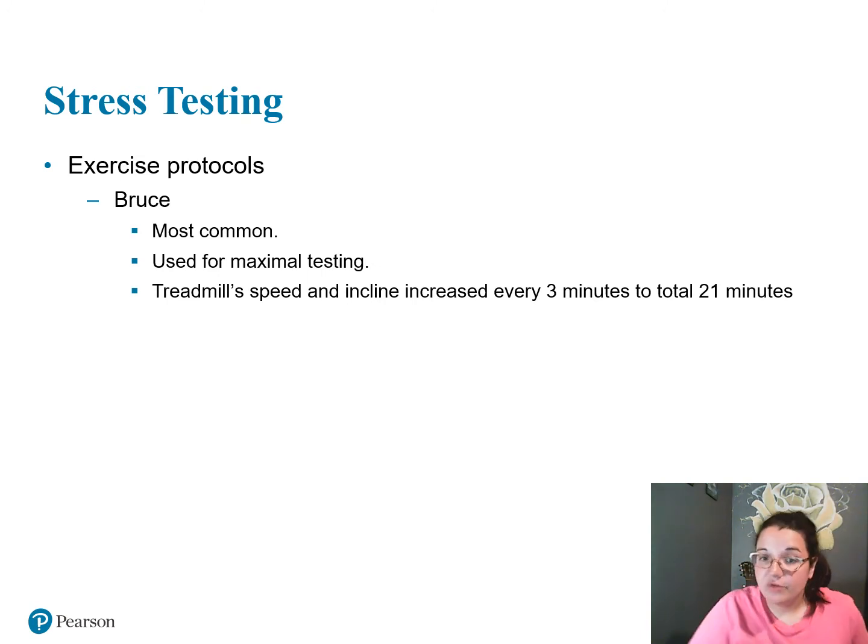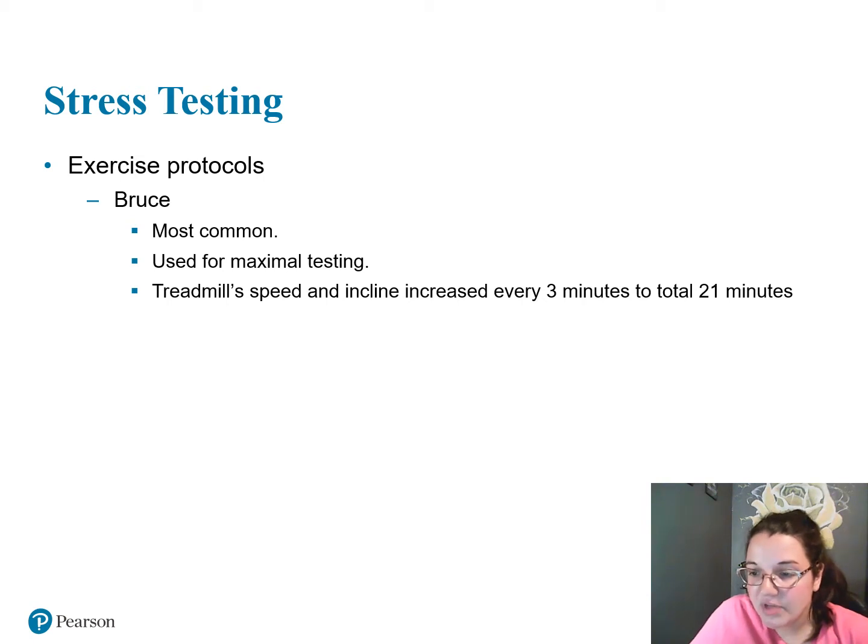So we have different forms of exercise protocols. The first one we're going to talk about is Bruce. It is the most common. It is used for maximal testing. The treadmill speed and incline is increased every 3 minutes to a total of 21 minutes. Again, Bruce is the most common, the maximal test. The treadmill speed and incline is increased every 3 minutes up to 21 minutes.